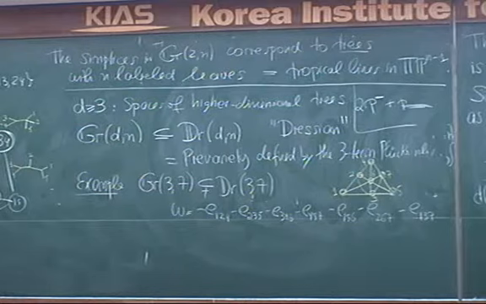So we've defined the Grassmannian, we've defined the Dressian. What can we say about the Dressian and the Grassmannian?